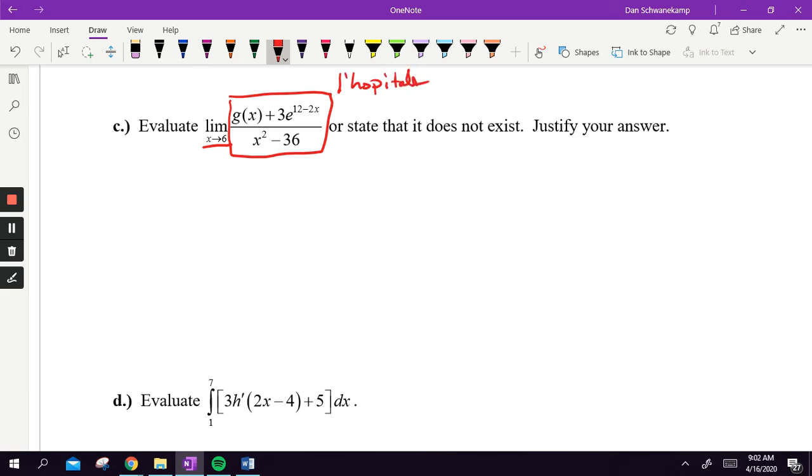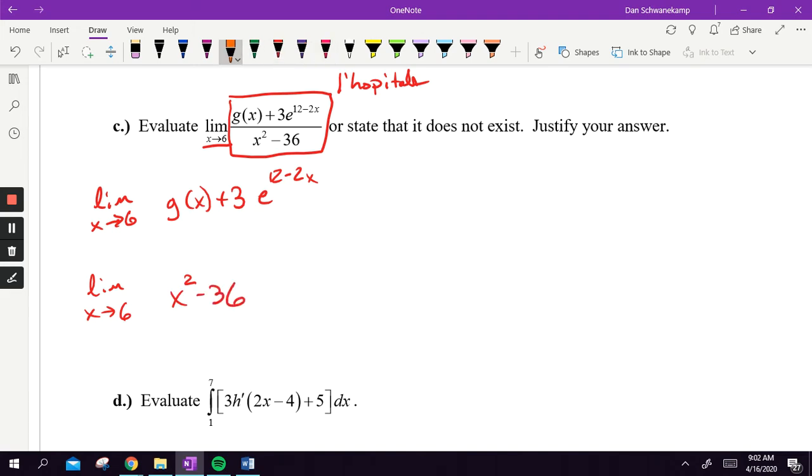If you see a fraction, you're thinking L'Hopital, it's probably going to happen. In order for you to do L'Hopital, I'm going to say this for the 47th time, okay? In order to do L'Hopital, you need to find the limit as x approaches 6 of the top of this problem, and you need to write out all of this stuff. And then you need to write the limit as x approaches 6 of the bottom. If you do not write this, you cannot get full credit. You have to do that.